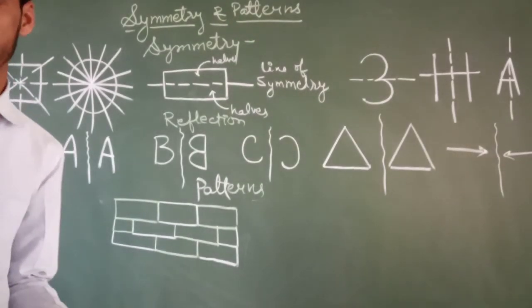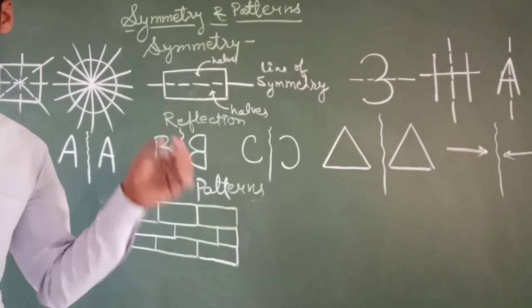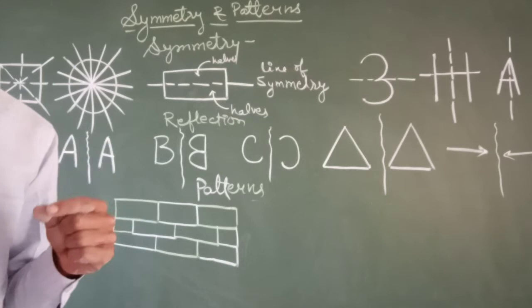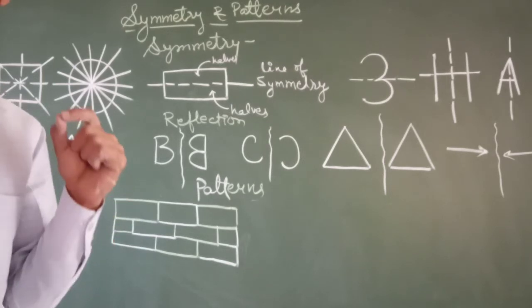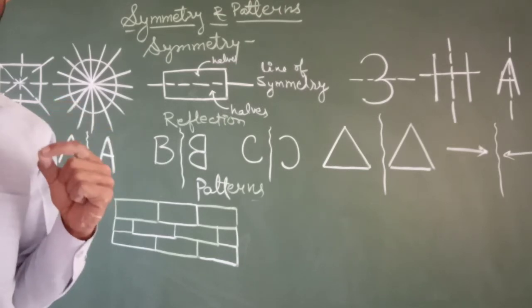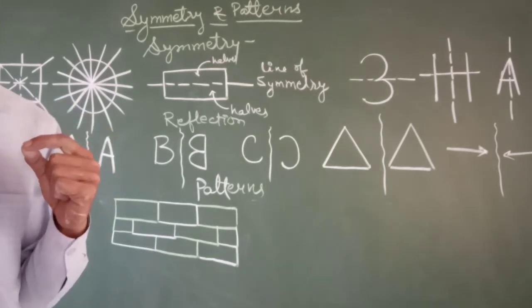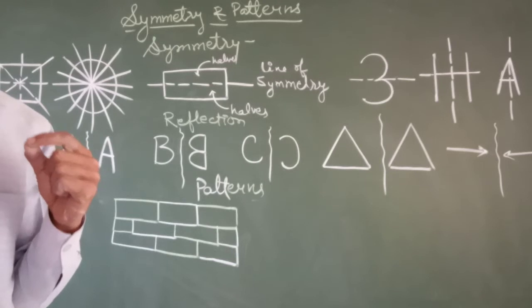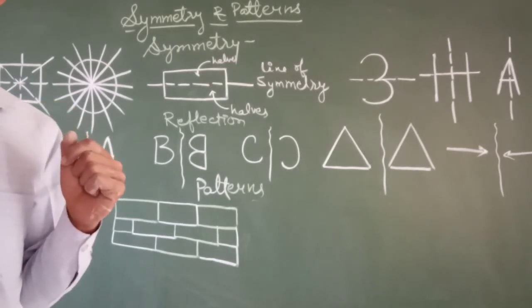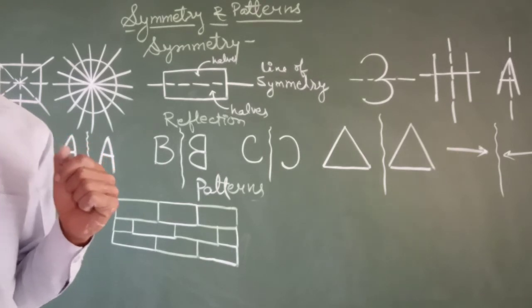Look at this figure. These designs are made by tiles that fit into one another without any gap or overlapping. These tiling patterns are called tessellation. Once again, these designs are made by tiles that fit into one another without any gap or overlapping. These tiling patterns are called tessellation.